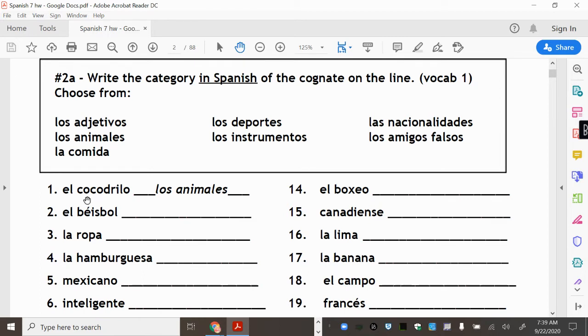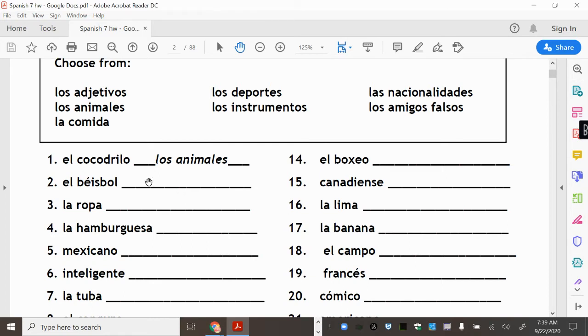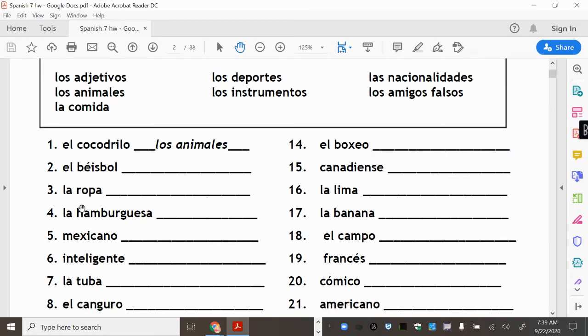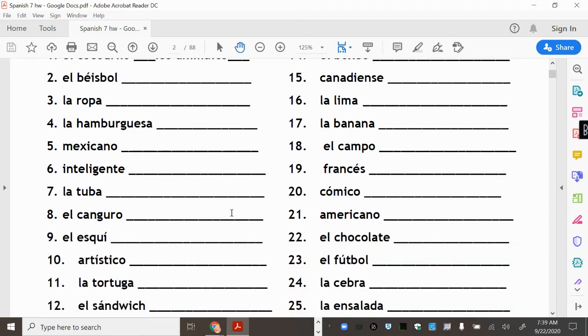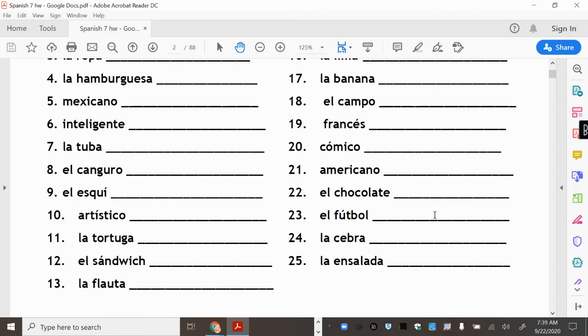So in number 1, I did it for you. El cocodrilo means crocodile. But if you notice, I didn't write crocodile. I wrote los animales because that is what category it is. So please make sure that you're not writing the English on the line. We're really thinking in Spanish now. El béisbol, we know it means baseball, but we're not writing baseball. We're writing los deportes, sports. Okay? La ropa doesn't mean rope, right? We know it means clothing. So that's not one of these categories except for a false cognate. So on the line you would write los amigos falsos. Okay? So you do that for all of these different things. You just write in the category in Spanish.